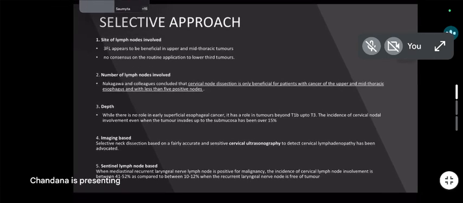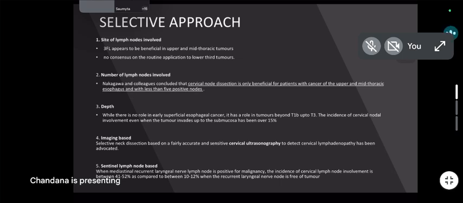That is what I said. Squamous cell carcinoma, upper and middle third tumors, we will do 3-field lymphadenectomy. For lower third tumors, standard mediastinal lymph node dissection, 2-field lymph node dissection, is enough. Number of lymph nodes involved: one study by Nakagawa and colleagues concluded that cervical node dissection is only beneficial for patients with cancer of the upper and middle thoracic esophagus and with less than 5 positive lymph nodes taken.